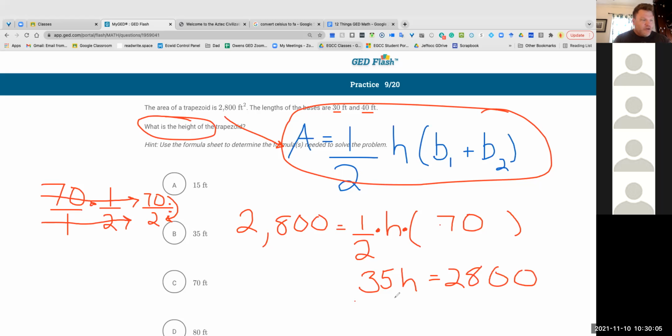And then 35 goes in the basement. We want to isolate the variable, get the h all by itself. I always draw that tail just a little bit too long to remind myself that that's how I'm going to type it into my calculator. These cancel out. h equals whatever 2800 divided by 35 is. It's one of those answers.